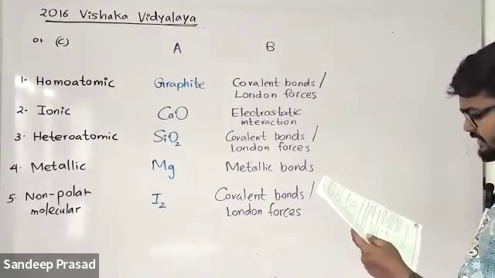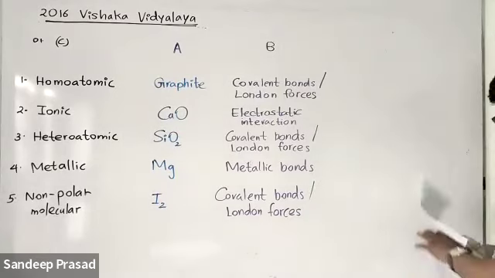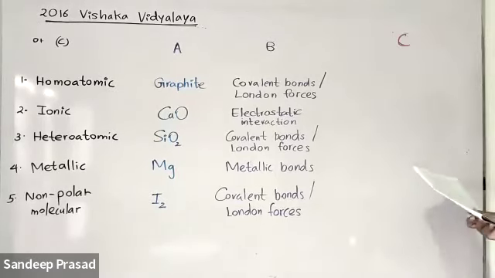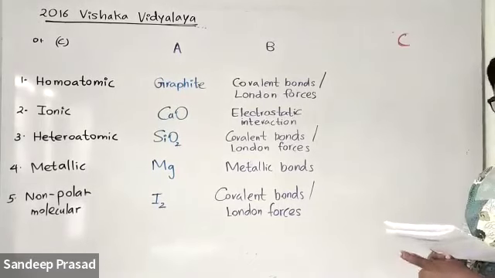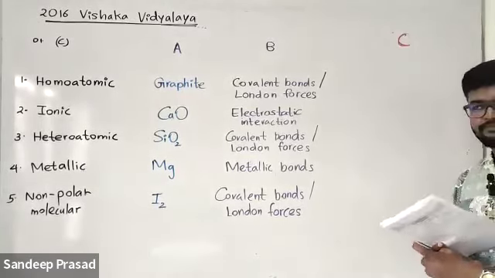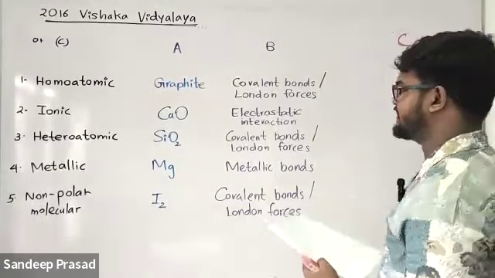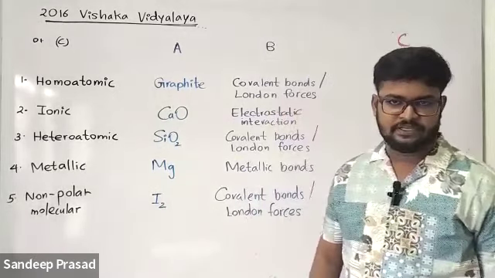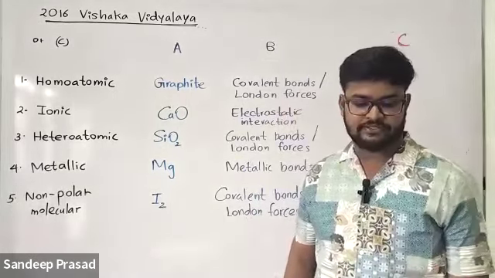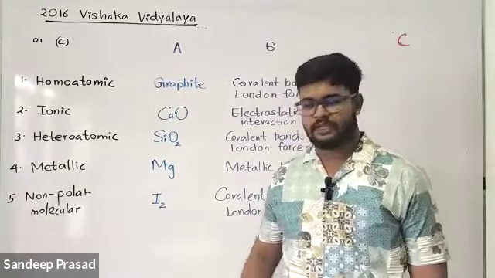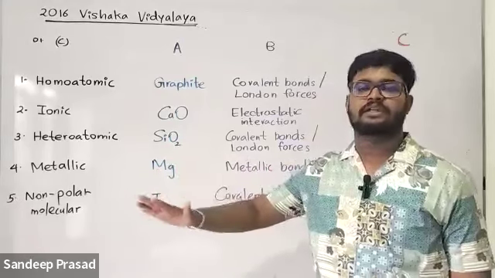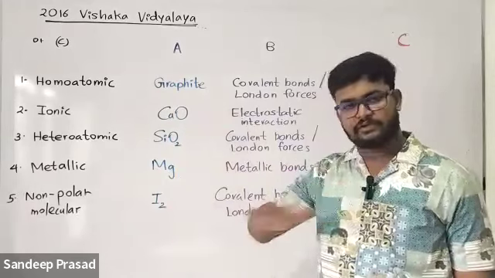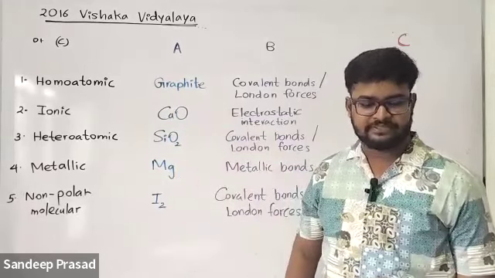And they have asked here electric properties. So this is very important. Whether it is a conductor, insulator, or electrolyte, right? First of all, let's consider graphite. Is it a conductor, insulator, or electrolyte? Conductor means what? They can transfer thermal energy and electrical energy. And insulator means they cannot conduct electricity or heat.